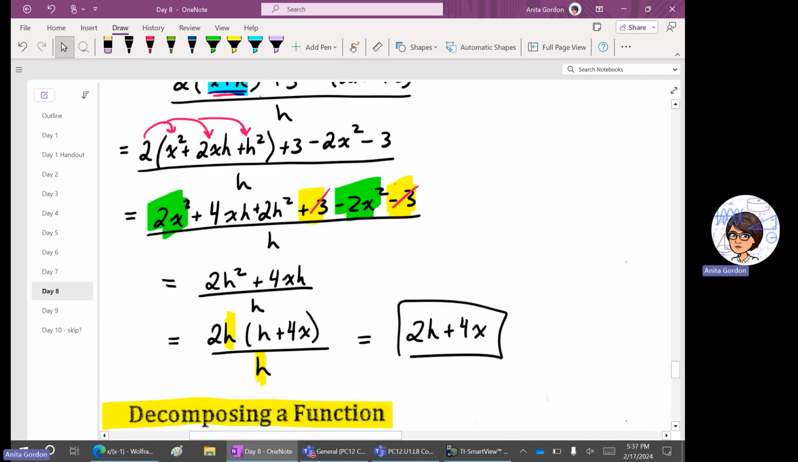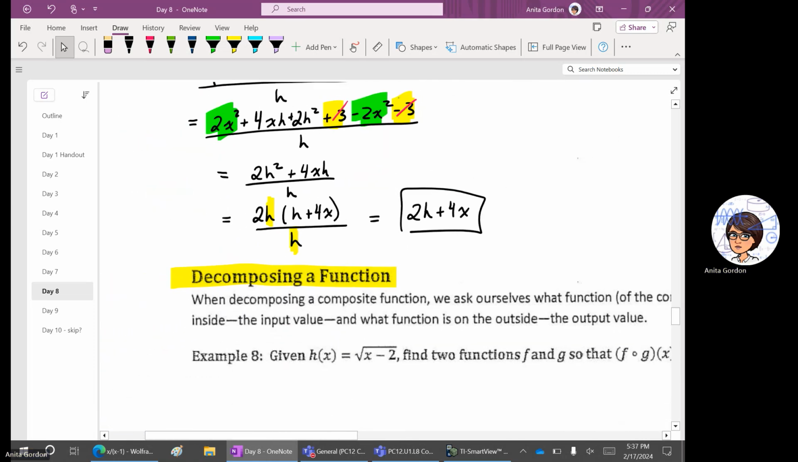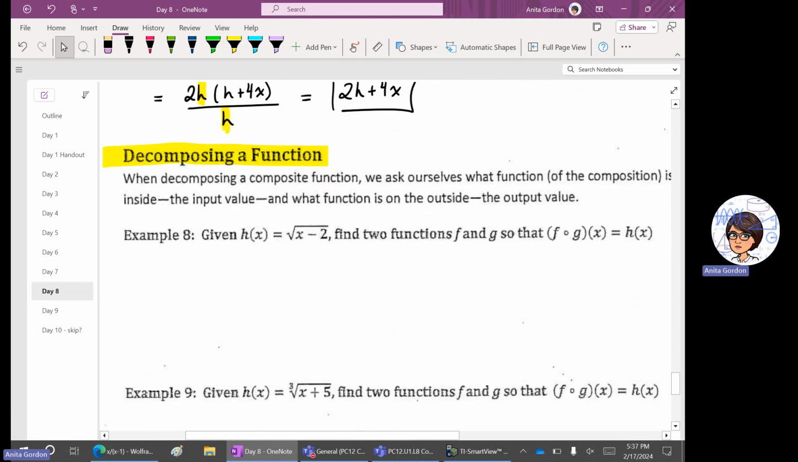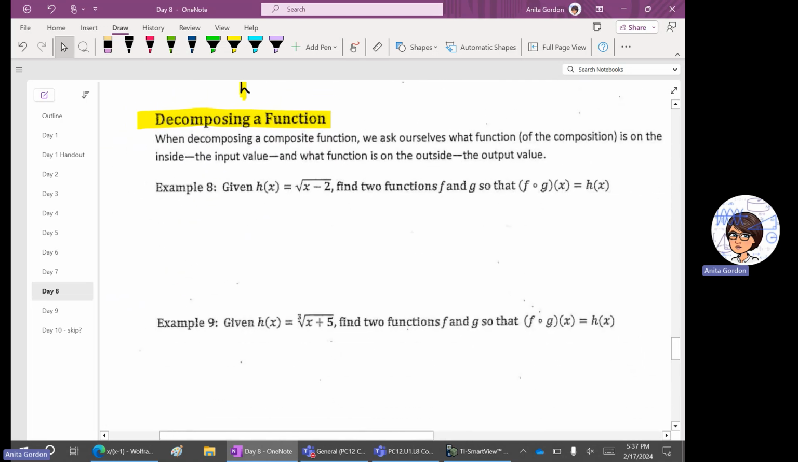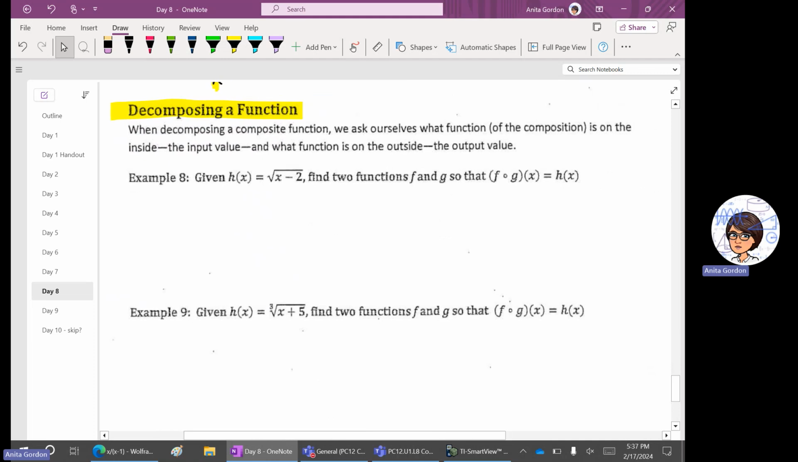Okay, so that is the last example for composition. The next thing we're going to do is decomposition, so essentially going backwards. When decomposing a composite function, we ask ourselves what function in the composition is on the inside, so the input value, and what function is on the outside. So here's an example. Given h is this, find the two functions f and g such that f of g of x equals h of x. So essentially, what is the inside function? What is the outside function?